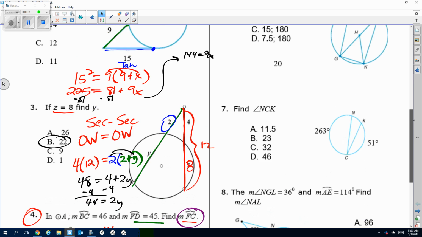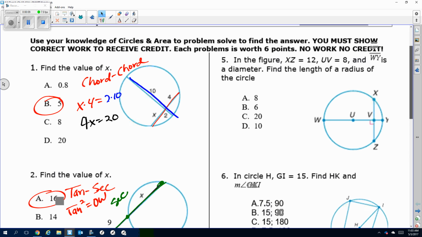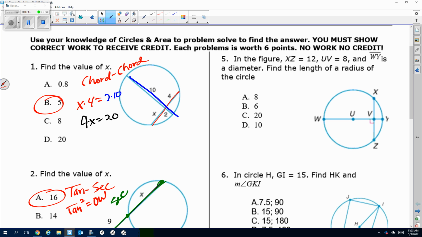Okay, so for number 5, you have to use the given information. So we know that xz is 12. That's a chord. And uv is a segment here, that's u to v, that's the 8. xz, sorry, that right here, that's the chord right there. And it says wy is the diameter. This is important because the diameter always bisects a chord. So since I know that chord is 12, that means each piece is 6.